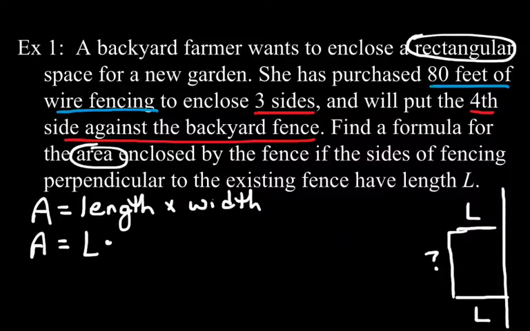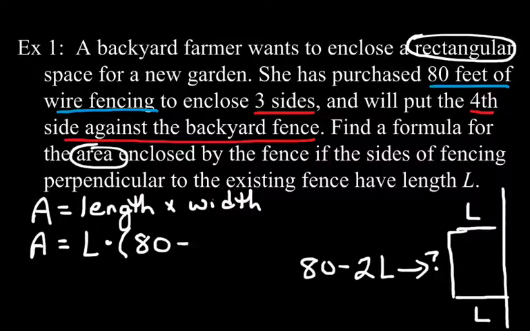We're going to take 80 minus the 2 L's that we have, so minus 2L, and that is going to be our length of the 3rd side. So that's going to be the width, and in our equation, we're going to put in for the width 80 minus 2L. Now if we wanted to, we could distribute.